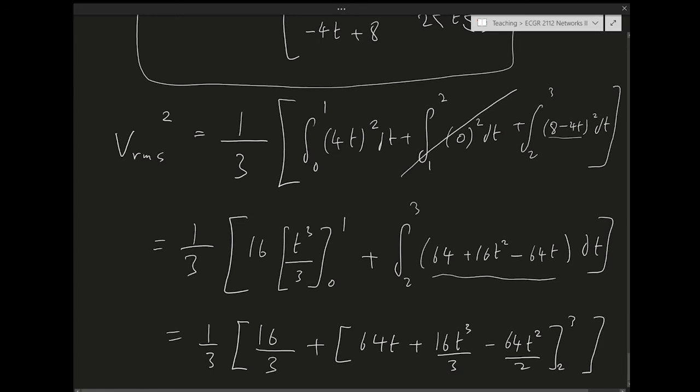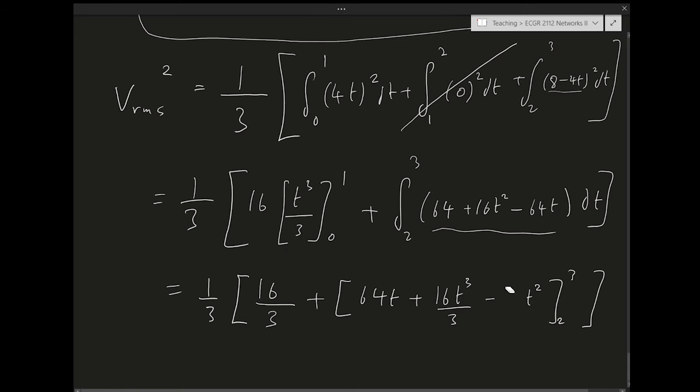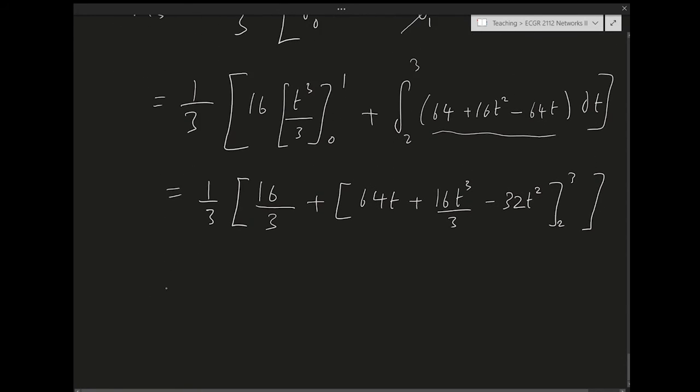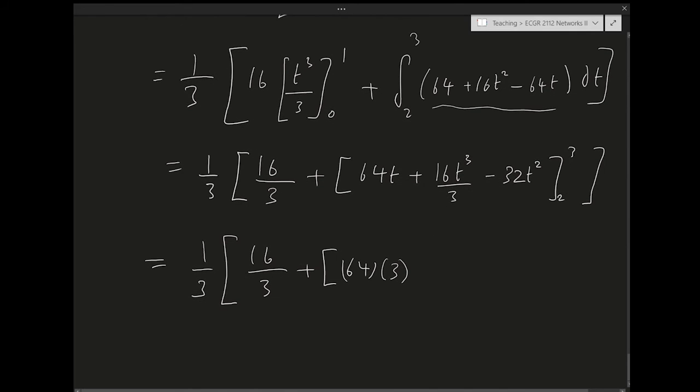Okay, and let me simplify here. Divide 64 by 2, I end up with 32. Yeah, I mean it's cumbersome, but that's all this is. I mean, just do the calculations. It's going to be 16/3 plus 64 times 3. So I need to plug in 3 and 2. So let me plug in 3 first. So I end up with 64 times 3 plus 16.